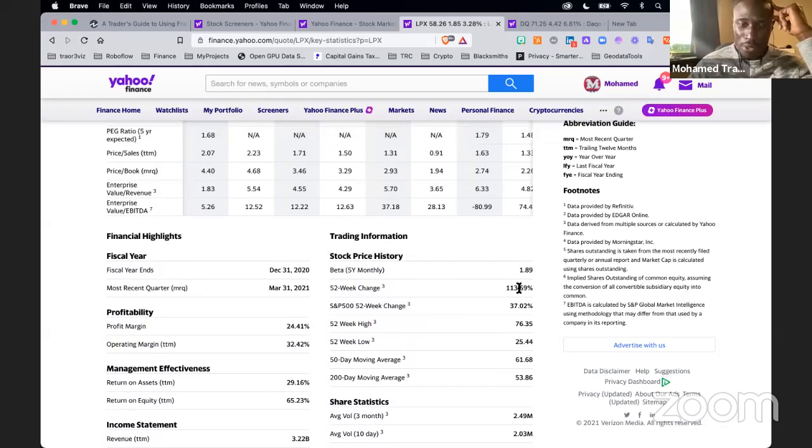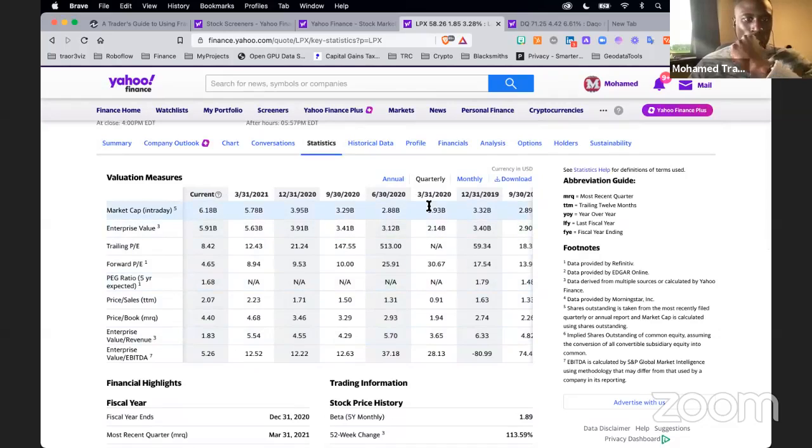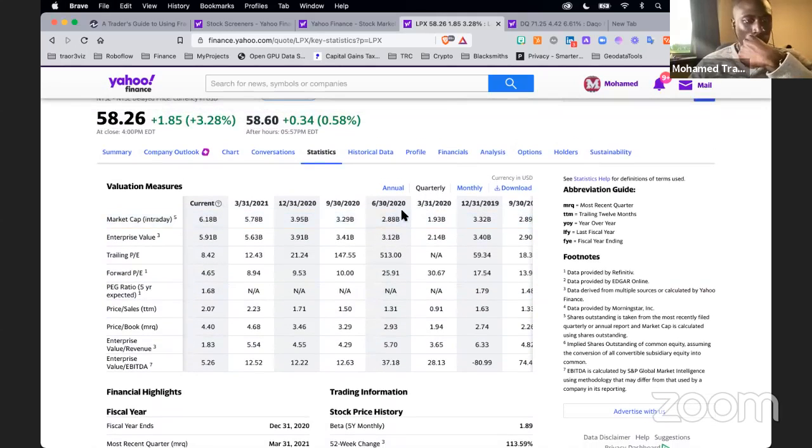52-week change in this stock, 113% compared to the S&P's 37%. Okay. So you can look at these statements annually, quarterly, or monthly. I'm looking at the market cap, so I want to look at quarter. You can also download this. So, all right, market cap. See how much that's rising right there, quarter to quarter.